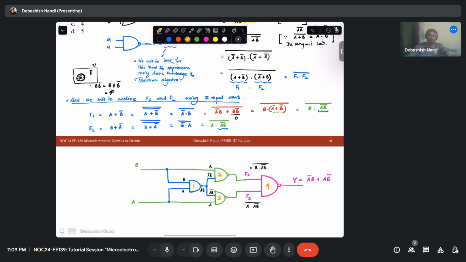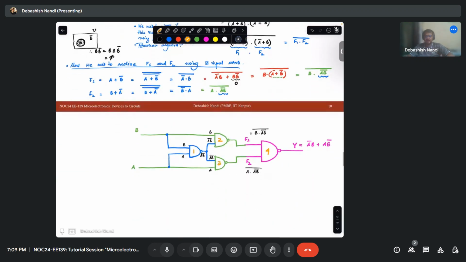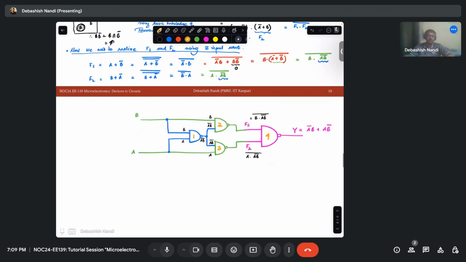Okay. So this is how you solve this kind of problems. So 4 gates are required to realize a 2-input XOR gate or exclusive OR gate using two input NAND gates. The minimum number of two input NAND gates required is 4. Okay.